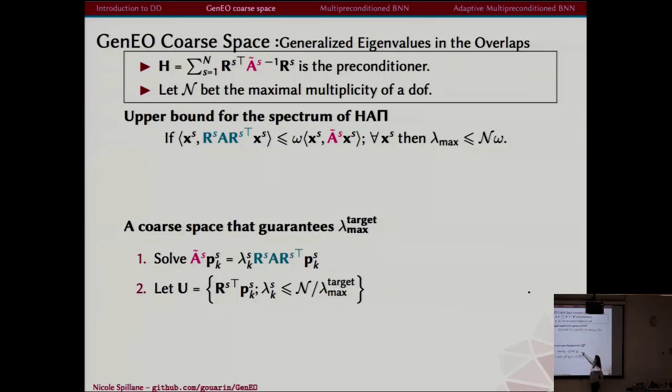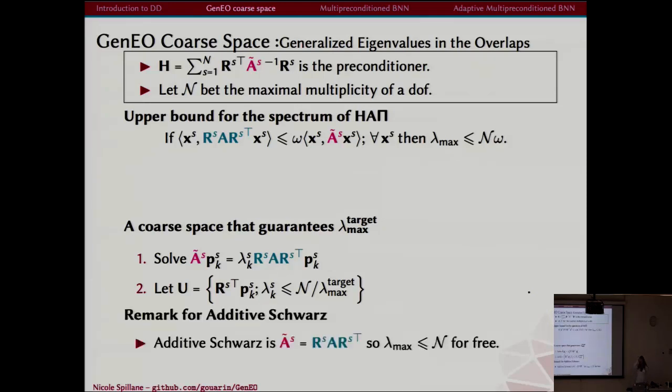We compute the smallest eigenvalues of this eigenvalue problem, and then we put in the eigenvectors, which are prolongated to the entire domain, for all eigenvalues that are smaller than this number here, which depends on our target. So that's for the lambda max.